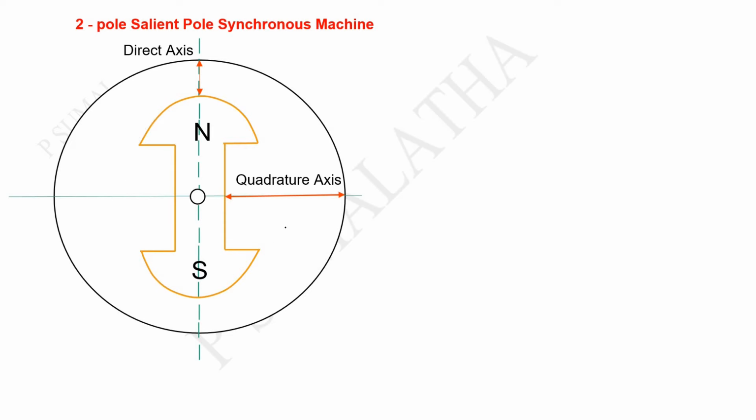Thereby, it will result in two different types of reactances: one is the direct axis reactance and the other is the quadrature axis reactance. Therefore, while deriving the power angle equation, we need to consider the effects of both the direct axis and the quadrature axis reactance. Now let us see the four-pole machine construction.